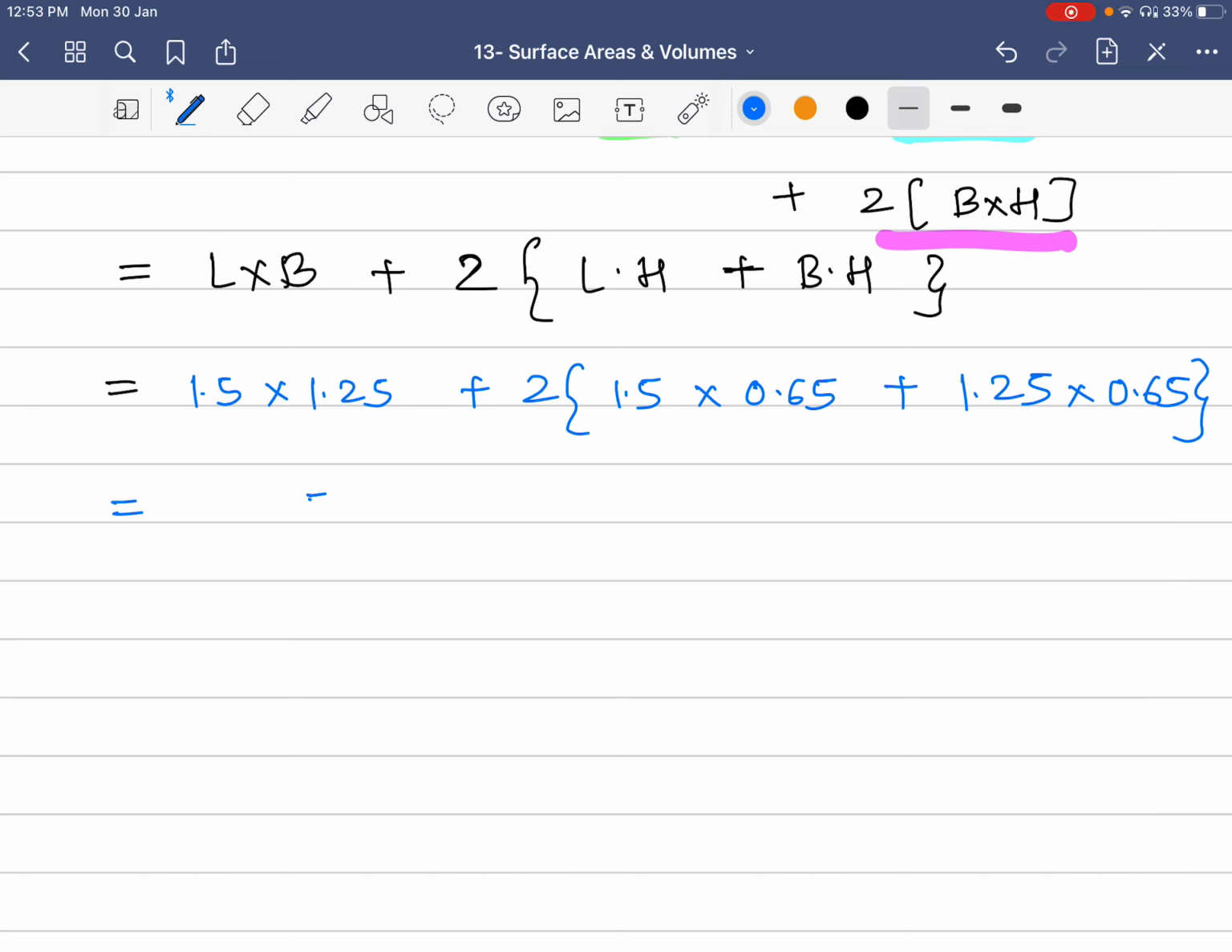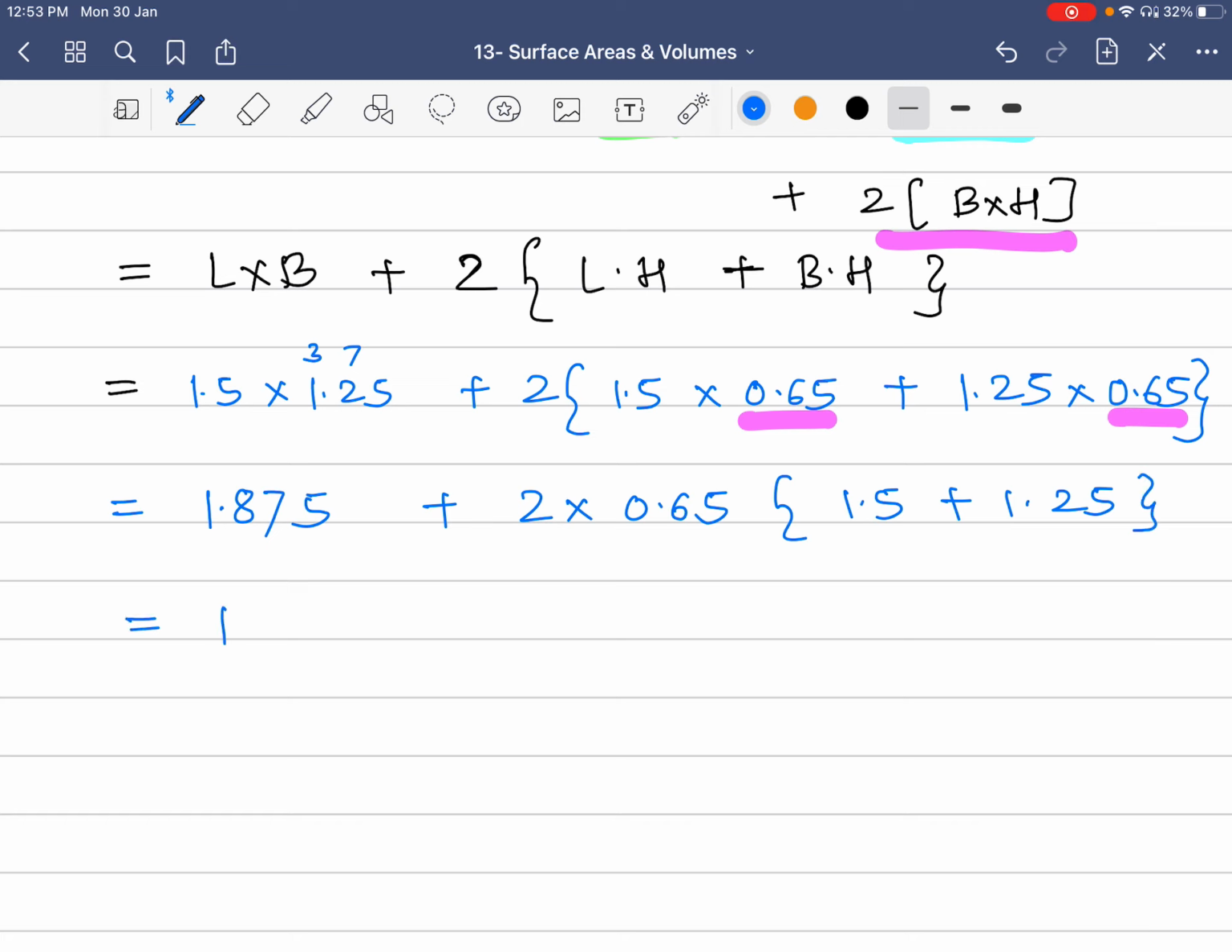So 15 5s are 75, 7 gone carry. 15 2s are 30 and 37, 3 gone carry. 15 1s are 15 and 3, 18, and 2 and 3 decimals. So this is going to be 1.875 plus 2 into, what I'm going to do is 0.65 and 0.65 are common. So I'm going to take it out. So 0.65 is inside, sorry, outside, and 1.5 plus 1.25.